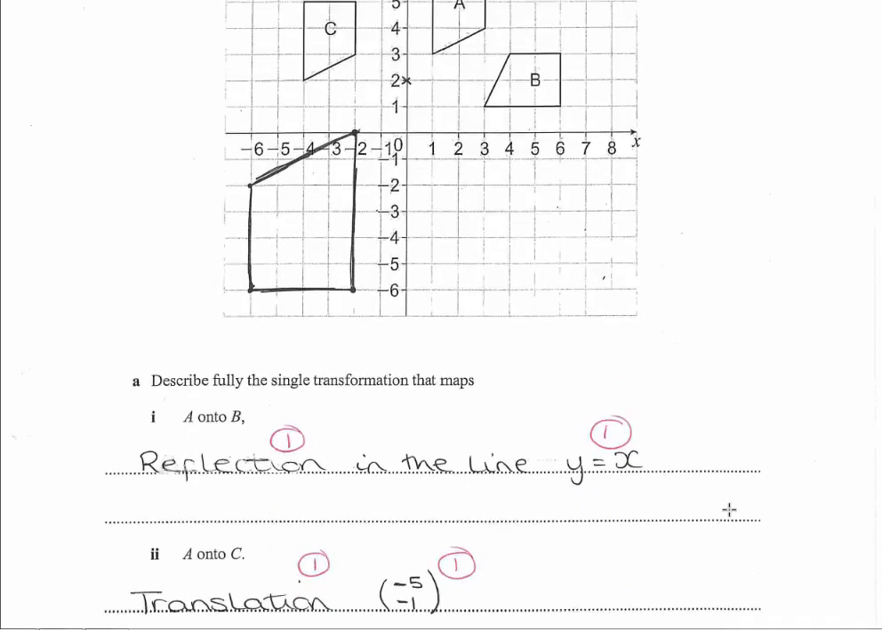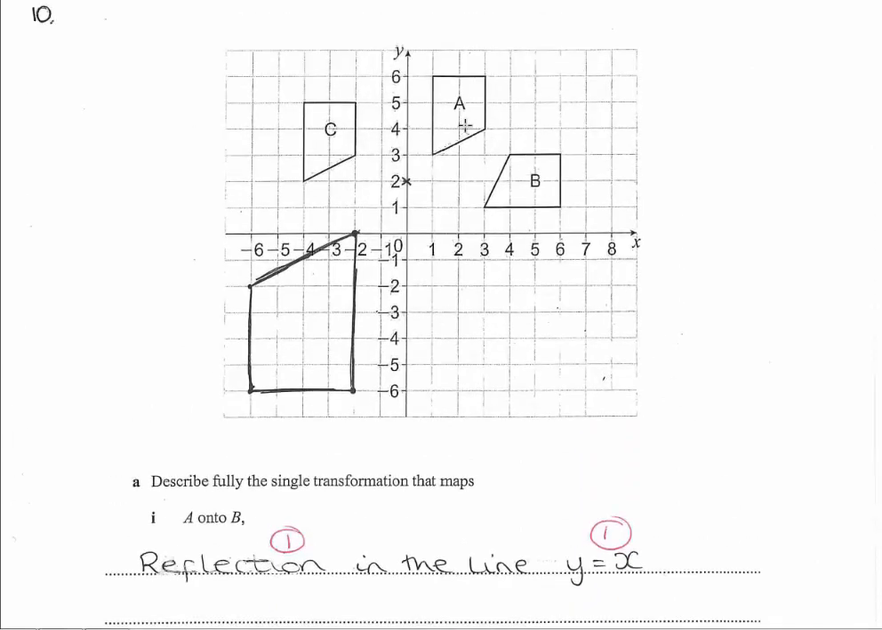What moves A onto C? Well, we've moved it. To move this to here, we're just going to slide it along. We're going to slide all the points 5 to the left and 1 down. That's where this shape can move. This point would move 1, 2, 3, 4, 5 and 1 down. This corner would move to here, and it would move 5 and 1 down. All the corners move the same amount.